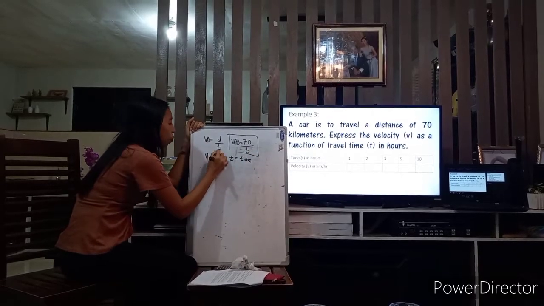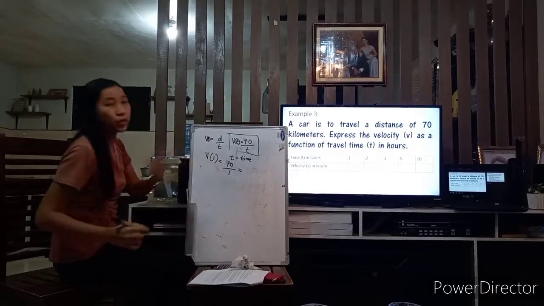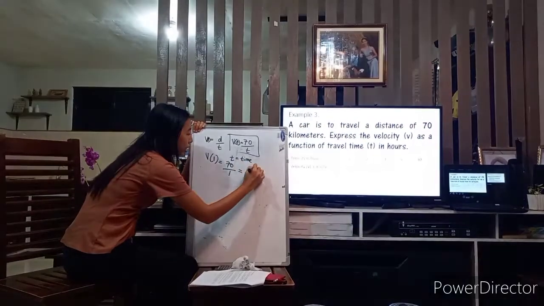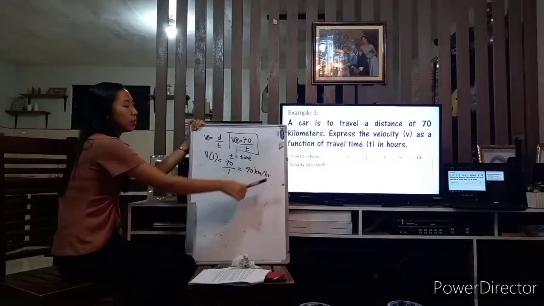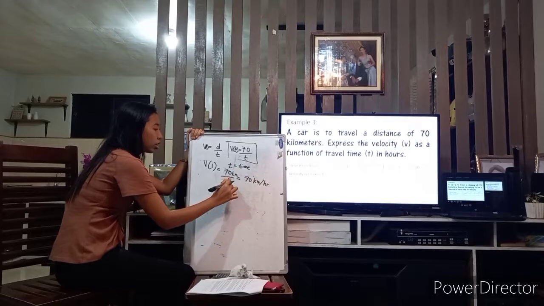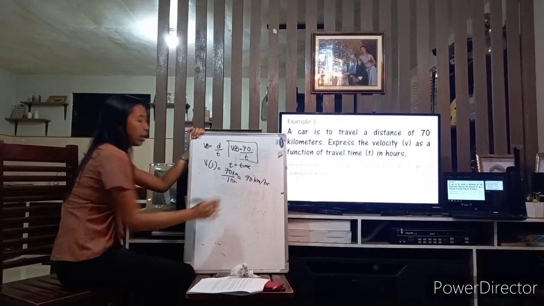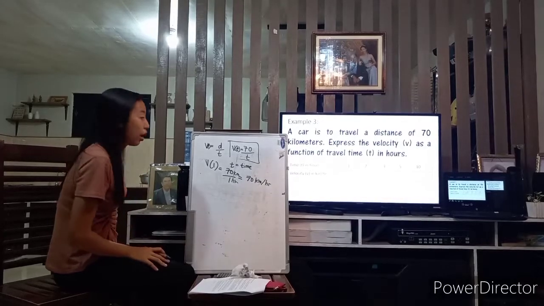So v of 1 is equal to 70 over 1. Obviously, that is still 70 kilometers per hour. Where does this come from? This is 70 kilometers and this is 1 hour. That is why the unit for velocity is kilometers per hour.